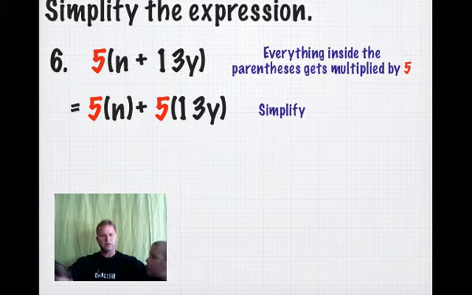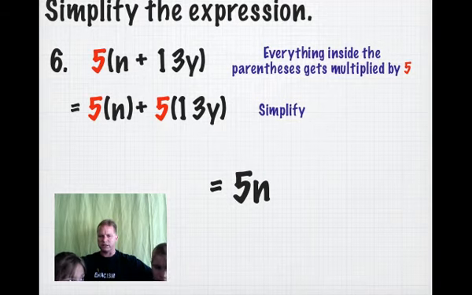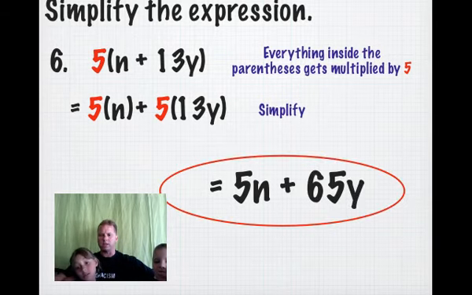5 times 1, so it's 5. And we got to include the n. Don't forget the n. Now, I don't expect you guys to know what 5 times 13 is, but Gabby, do you remember what 5 times 12 was? 60. So if 13's one more, what's one more set of 5? 65. Very good. So it would be 65y. So we need 5n net shooters and 65 yo-yos.